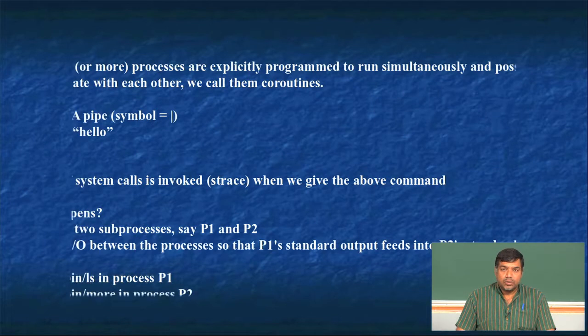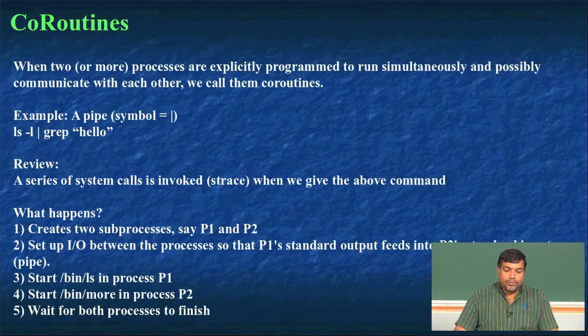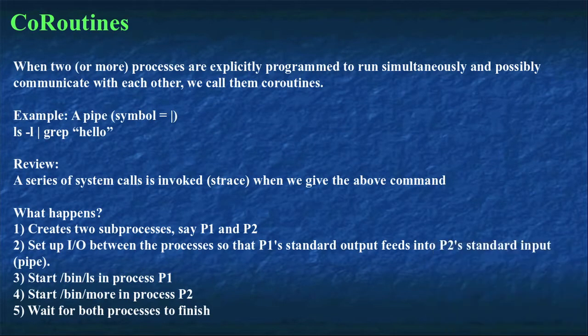So, before we go into how to run programs in the background and how to run them using shell scripts, let us try to understand what a coroutine is. When two or more processes are explicitly programmed to run simultaneously, possibly communicating with each other, then we call them coroutines.